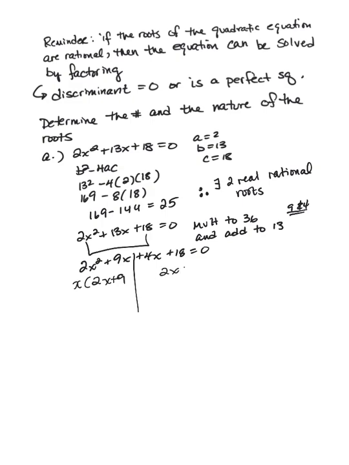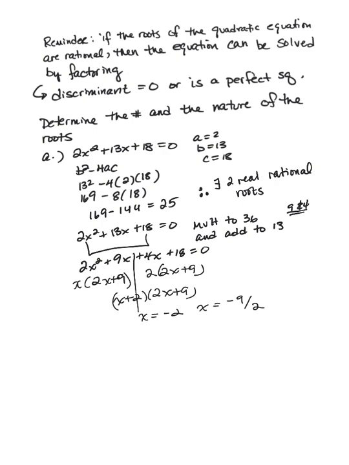So remember, we need this to match 2x plus 9, so take out 2, so I have x plus 2 and 2x plus 9. So now you can see the roots are negative 2 and negative 9 halves, which are real rational numbers.